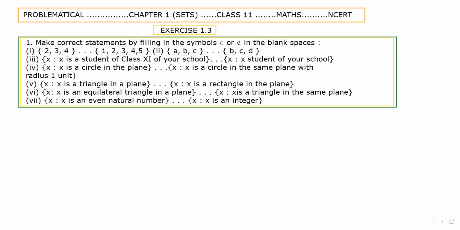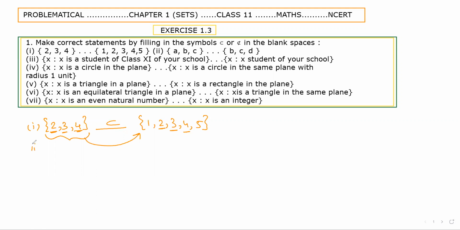In the first part, the set is {2, 3, 4} and the other set is {1, 2, 3, 4, 5}. To place a subset symbol here, all the elements of your left hand side should be present on your right hand side. So, check. 2 is present on the left hand side, 2 is present on the right hand side, 3, 3, 4, 4. That's why we can say that this is a subset.